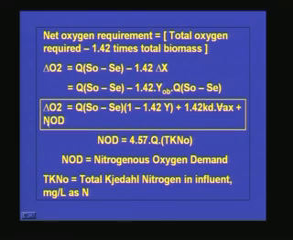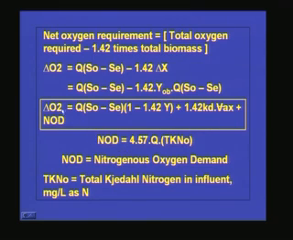Nitrogenous oxygen demand is for ammonia. When ammonia is oxidized in the presence of certain microorganisms, the final end product will be nitrate. For that, if we have 1 unit of ammonia, we need 4.57 units of oxygen. This we will see in detail when we talk about nitrification and denitrification. What the nitrogenous oxygen demand is, we will be seeing in detail.